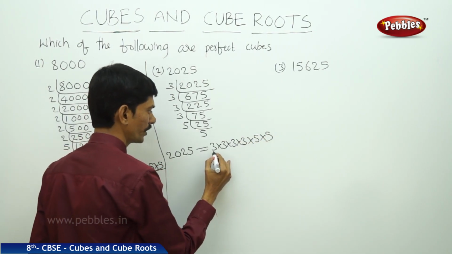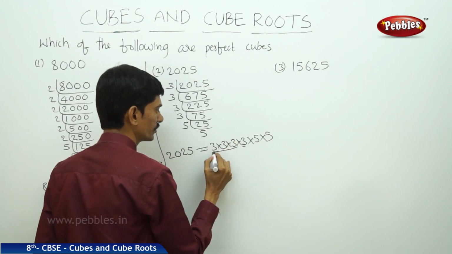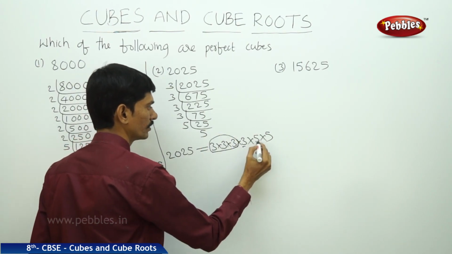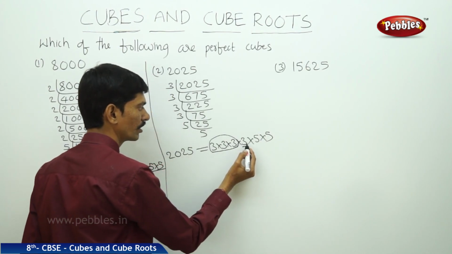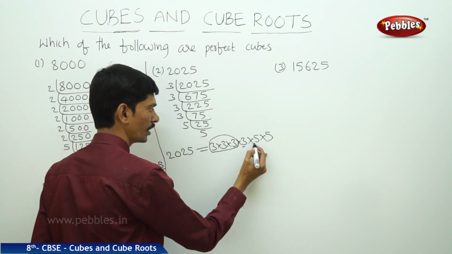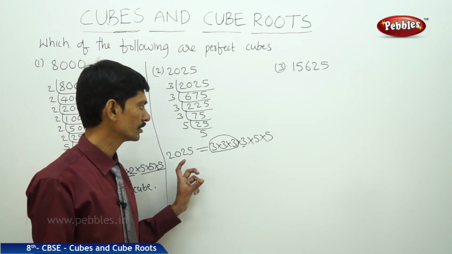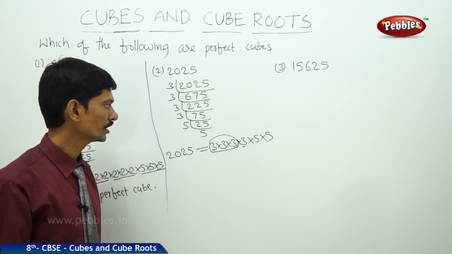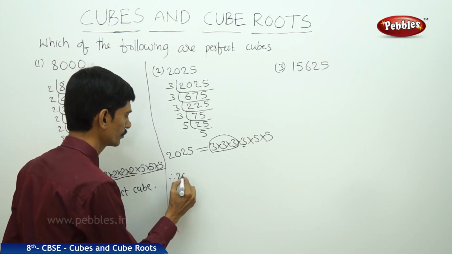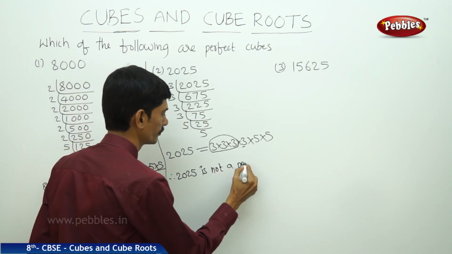Here the first prime factor 3 appears in a group of 3 and one 3 is left. Next, the second prime factor 3 is not in a group of 3, and even the next prime factor 5 is not present in a group of 3. Means each prime factor does not appear 3 times. So it is not a perfect cube. Therefore, you can write that 2025 is not a perfect cube.